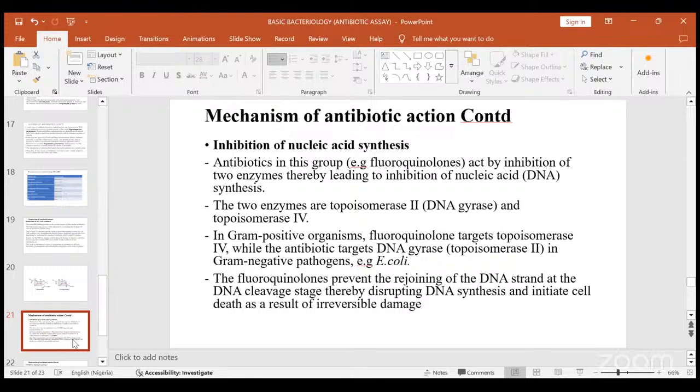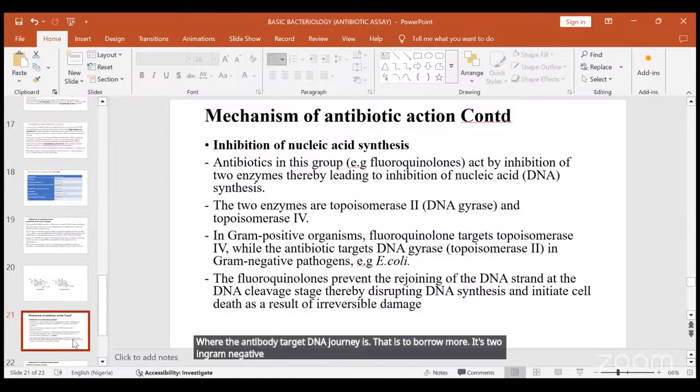Topoisomerase 2 is found only in gram-negative and is otherwise called DNA gyrase. Topoisomerase 4 is found only in gram-positive. But fluoroquinolone, for example ciprofloxacin, will make sure that these two enzymes do not work. It interferes with the two enzymes. That's what I explained here. In gram-positive organisms, fluoroquinolone targets topoisomerase 4, while the antibiotic targets DNA gyrase, that is topoisomerase 2, in gram-negative pathogens, e.g. E. coli. That's what I just explained.